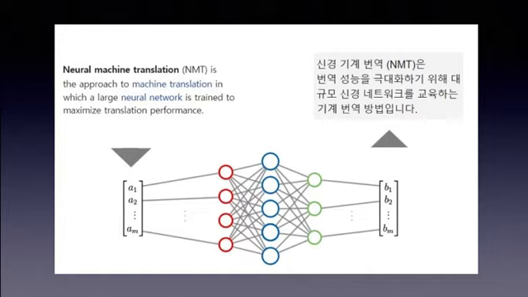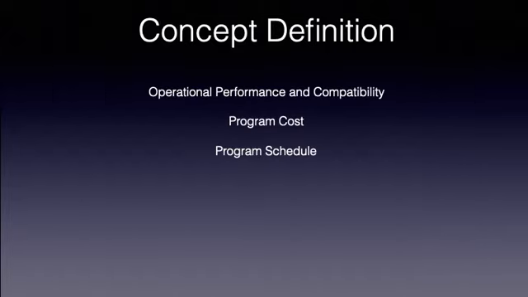Next, we'll talk about the concept definition. In terms of operational performance and compatibility, the operational performance was mentioned in the previous phases with the example of the Google Translate service. And the efficacy will be demonstrated once the parameters are clearly defined as the neural network keeps on training itself. Also, the Translate service is based on the web platform, which means that it can be compatible with any types of electronic devices, including mobile, PC, or tablets. This is high compatibility.